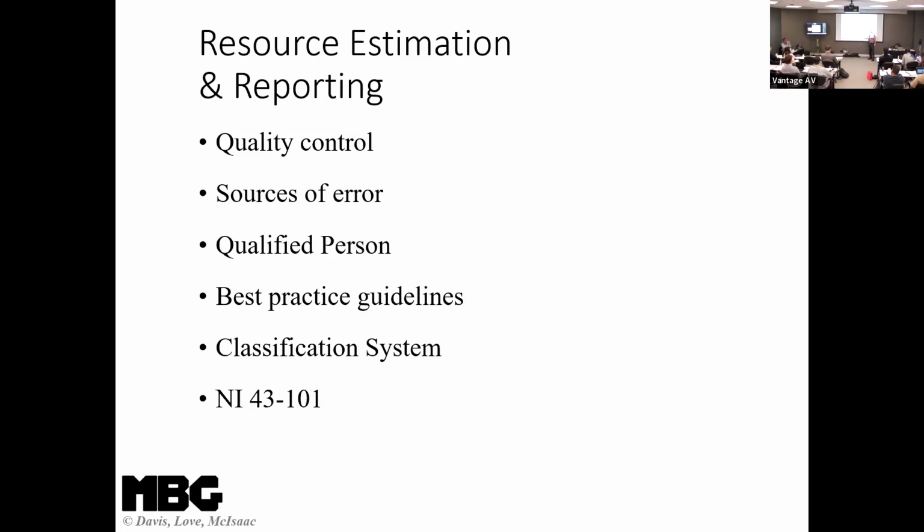And we'll talk about National Instrument 43-101, which is a Canadian regulation that deals with how publicly traded companies transmit technical information to the public. And we'll see different applications of that.